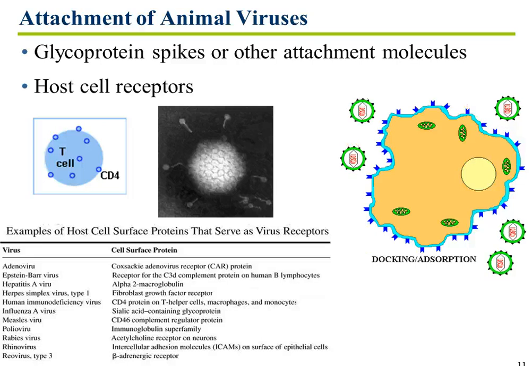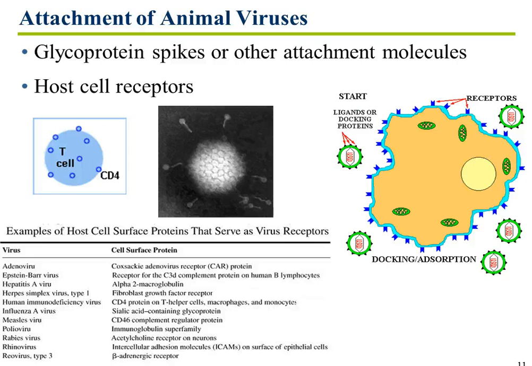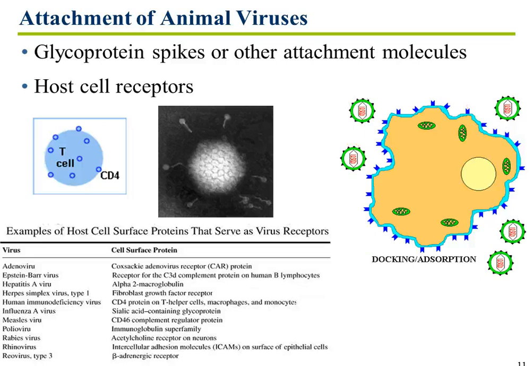So, for example, on the left over here you see a T helper cell. And T helper cells of the immune system have a special receptor called CD4s on the outside of their membrane. That receptor is where HIV attaches. HIV is very, very specific for its host cells. T helper cells are its main host cell.